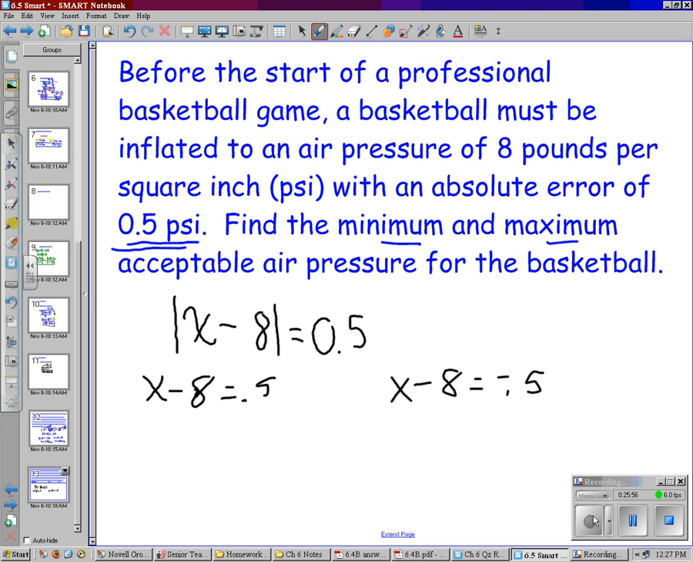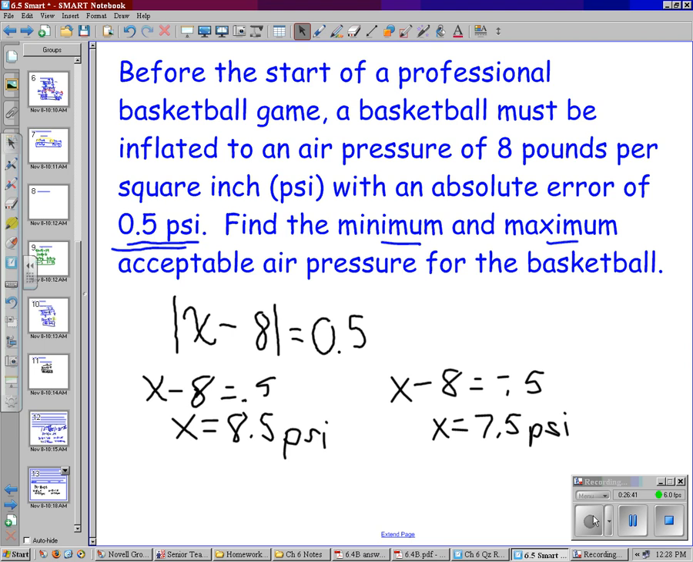That's right. What's this first answer going to be, ladies and gentlemen? 8.5. And let's make that PSI, pounds per square inch. What's the other answer going to be? 7.5 PSI. So the maximum air pressure that can be in the basketball is 8.5 PSI. The minimum is 7.5 PSI. What happens if it's more than 8.5 PSI? It might pop. That's right, explode in your face. That would not be a good thing. What else? If it doesn't explode, what else could happen if it's too great a pressure in there? Anybody ever work with a basketball that has too much air in it? It'll bounce too high, that's right.